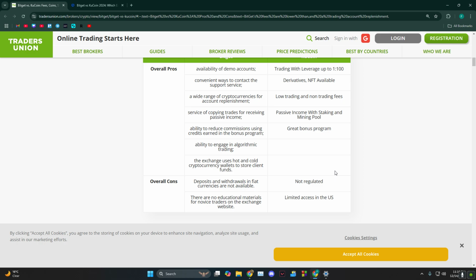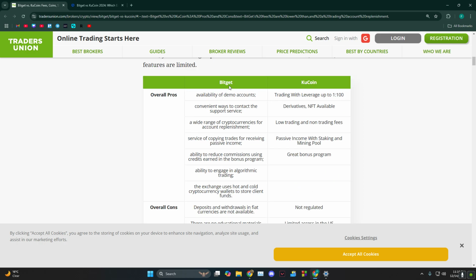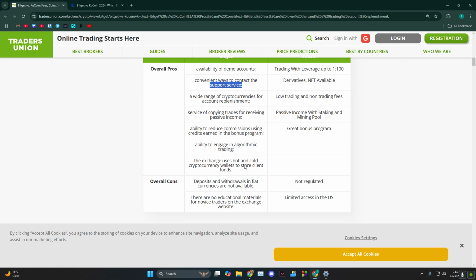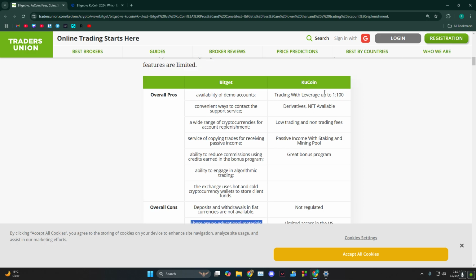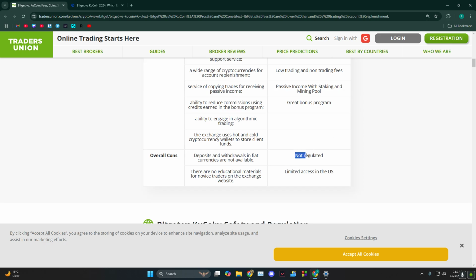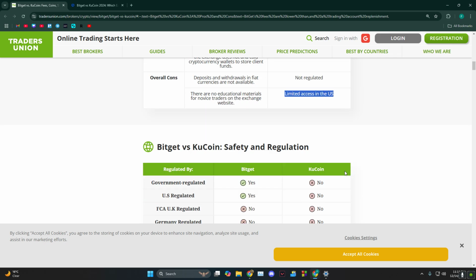Now if we look at some of the other differences, you'll see that the overall pros for Bitget are you'll get a lot of demo accounts, support service, and copying trades, all these things. The cons are that deposits and withdrawals in fiat currencies are not available, and there are no educational materials for novice traders on the exchange website. For KuCoin, with trading you can do leverage of up to 1 to 100, derivatives and NFTs are available, and the cons are that it is not regulated and has only limited access in the US.